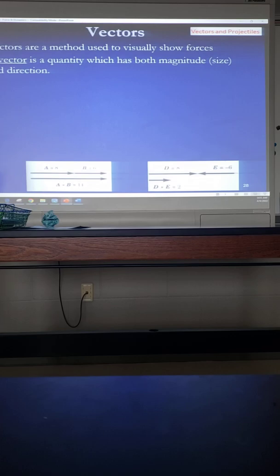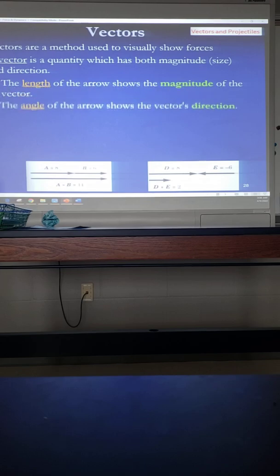And so a vector is going to be a quantity which has both magnitude, which is size, and a direction. You guys are very good at understanding that part now. And so the length of the arrow shows the magnitude, which is, again, the size or strength. And then the angle of the arrow shows the vector's direction. So that's going to show the direction of the force. Is it up, down, right, left? What is it?